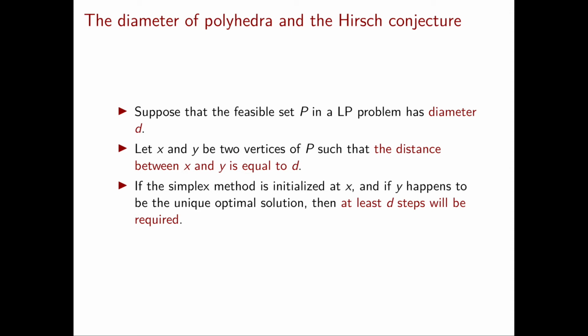This is because the simplex method with any pivoting rule will trace a path from x to y along the edges of the polyhedron, and this path must have length larger or equal to the distance between x and y, which is equal to d.